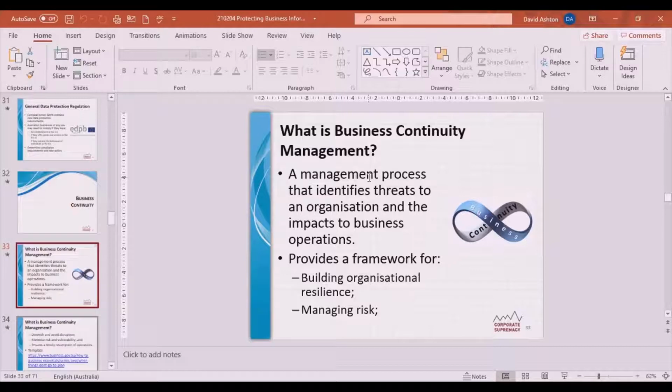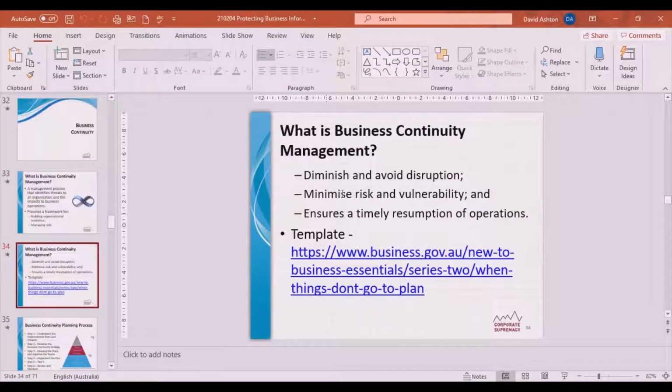So I'm using a broadband network through Wi-Fi. If the internet went down, then perhaps I could connect into my mobile phone hotspot to continue the webinar. So I've identified the risk, I've identified the impact. The risk is the internet goes down, I can't continue with the webinar in its current form. So the strategy that I'll put in place to deal with it is quickly connect up to my mobile phone hotspot, and hopefully that'll work and go from there. So that's the sort of thing that we're talking about, this continuity. Step one is about identifying risks to your operations and putting in place mechanisms to prevent or diminish and avoid disruption, minimise risk and vulnerability, and ensure a timely resumption of operations.